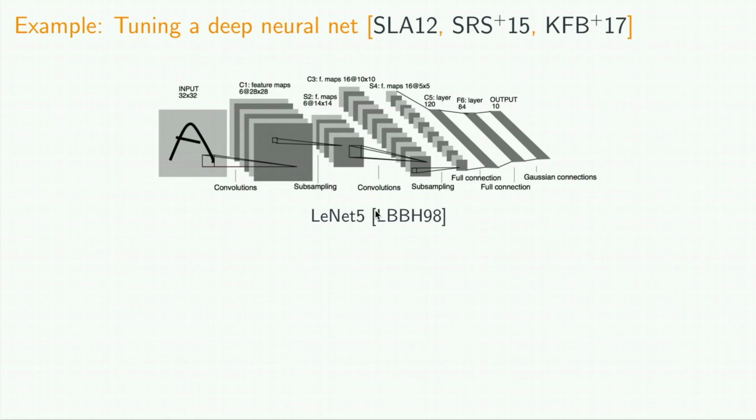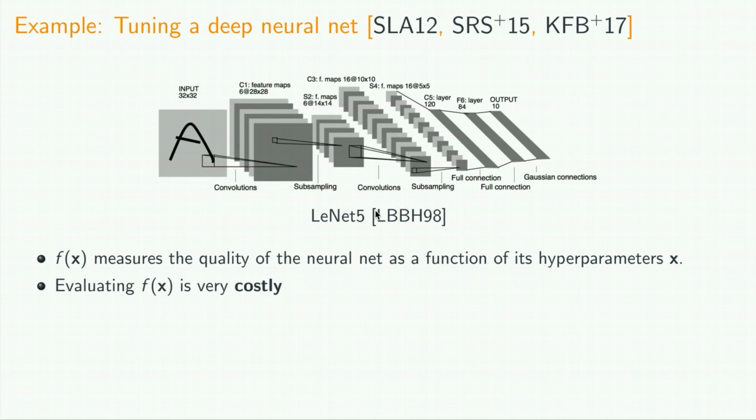So let us consider this relatively standard problem, which consists in tuning a deep neural net. And here I'm looking at a convolutional neural net. This is the net 5. And if we think about this convolutional neural net, well, F measures the quality of the neural net as a function of its hyperparameters and configuration. And evaluating F can be costly. If you want to train it over large data sets and have a relatively large convolutional neural network, well, training it, so collecting one evaluation, can take a couple of hours at least.